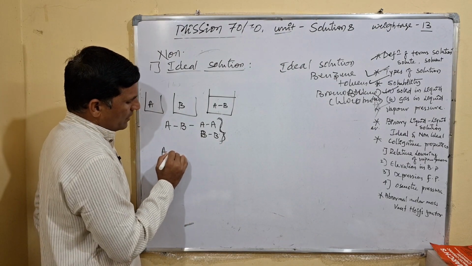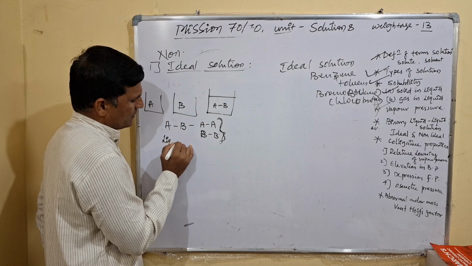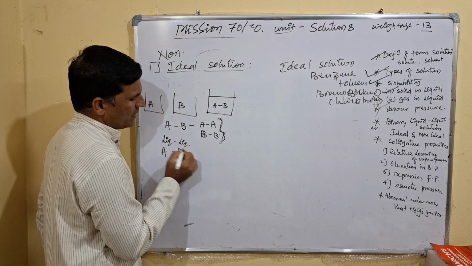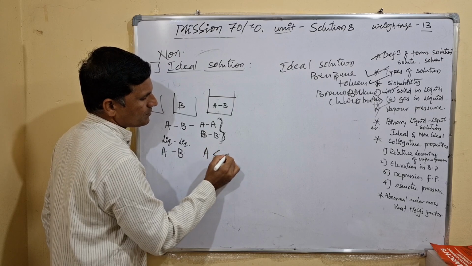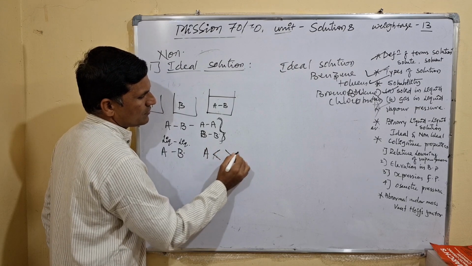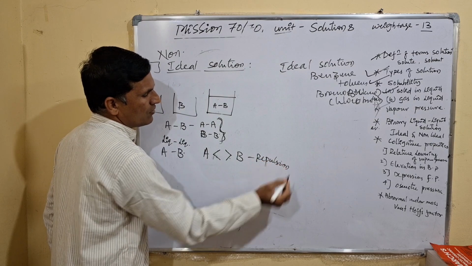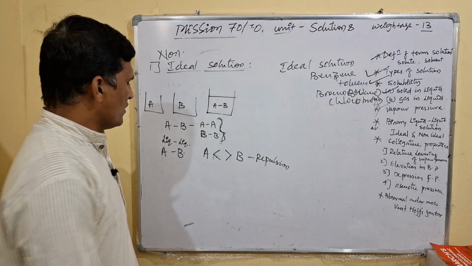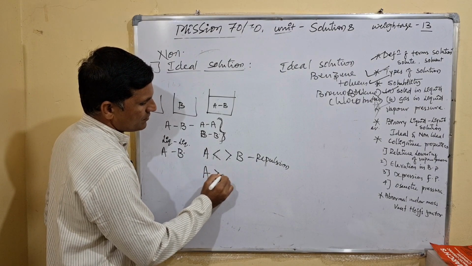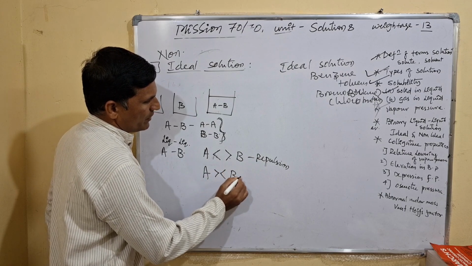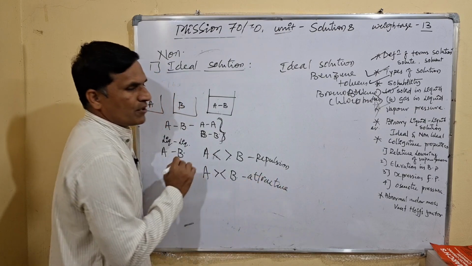So now, AB interactions upon mixing of two liquids. When you mix liquid A and liquid B, A may repel B. Repulsion they can do, and we call it repulsive interaction. Another possibility is that A may attract B, which means attractive interaction. Compared to what, in the pure state?